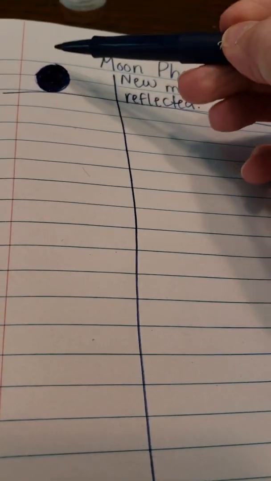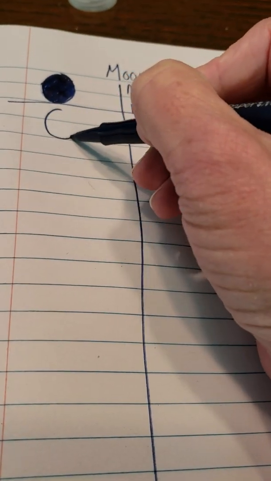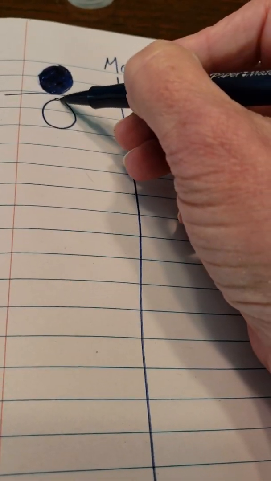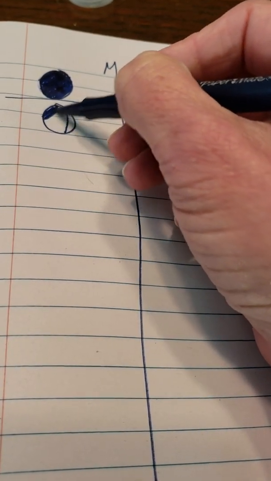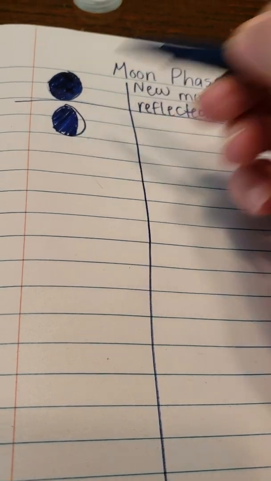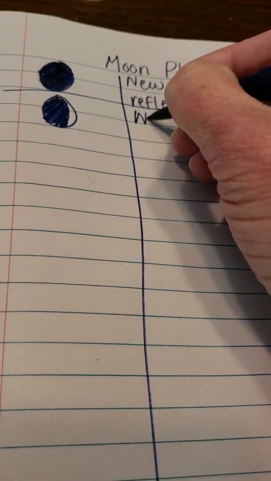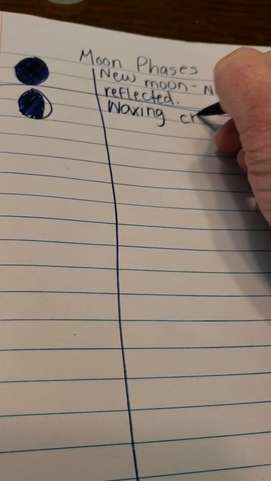Then, since we're going from no light reflected, the next phase of the moon is going to have just a little sliver reflected, and the rest of it is in shadow. Okay, so that is called a waxing crescent.